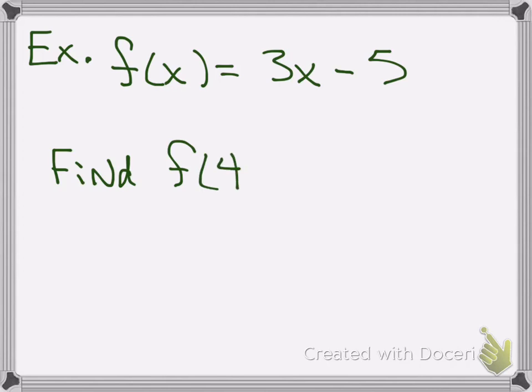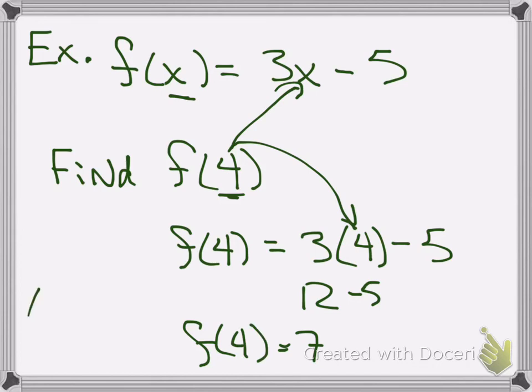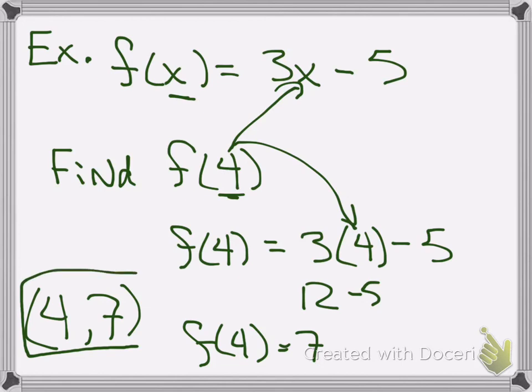Anyways, if I want to find f of 4, notice that the 4 is in place of the x in the parentheses, which means that I need to put that 4 in place of the x in the equation, or the function, the rule. 3 times 4 is 12. 12 minus 5 is 7. So keep in mind that f of 4 was equal to 7. What that means is on this function, or this graph, whatever, you would be able to find a point at (4, 7). So there would be a point there.